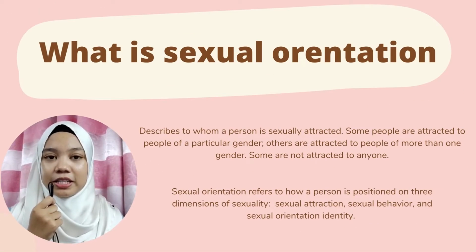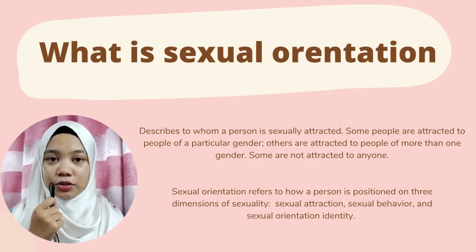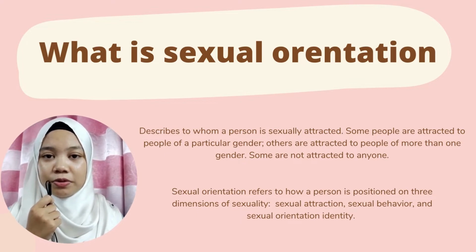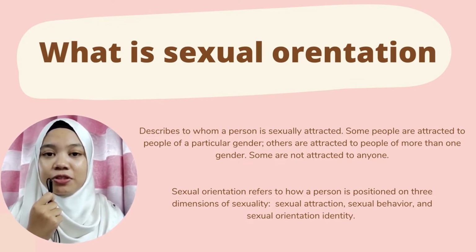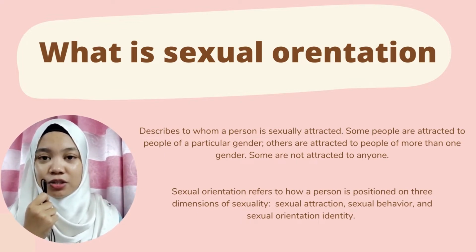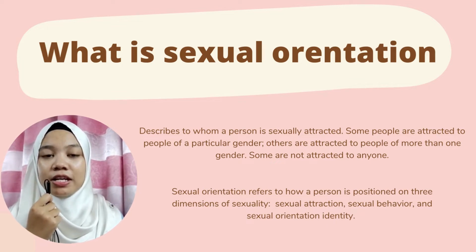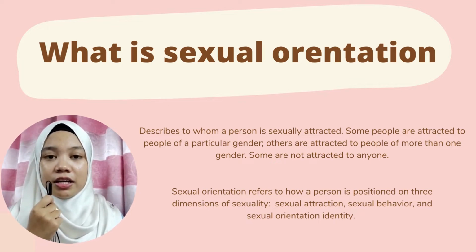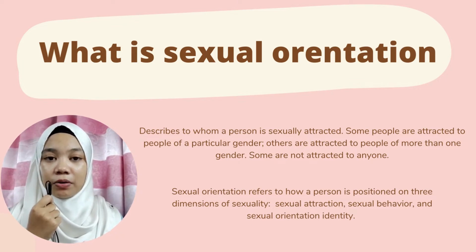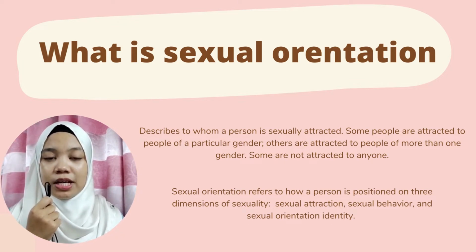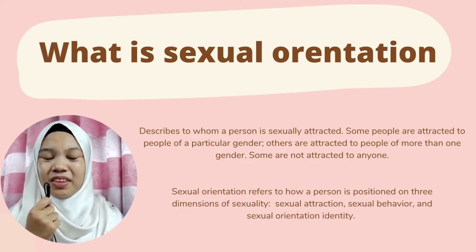Sexual orientation is about who you are attracted to and who you feel drawn to romantically, emotionally, and sexually. It differs from gender identity. Sexual orientation is about who you want to be with. Gender identity is about who you are.